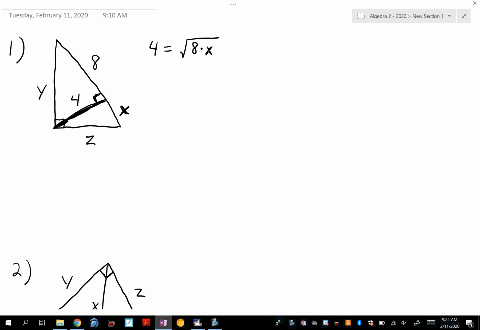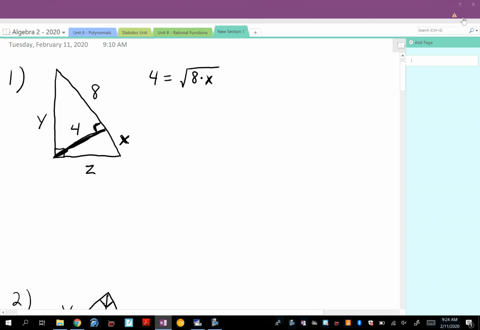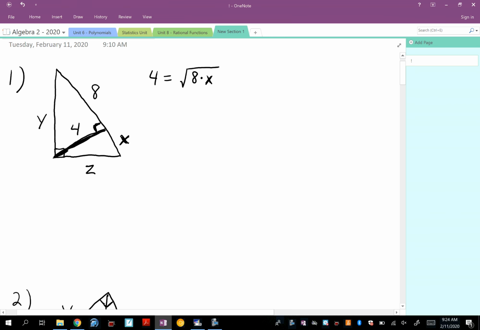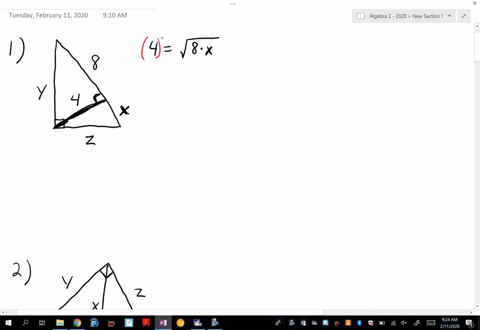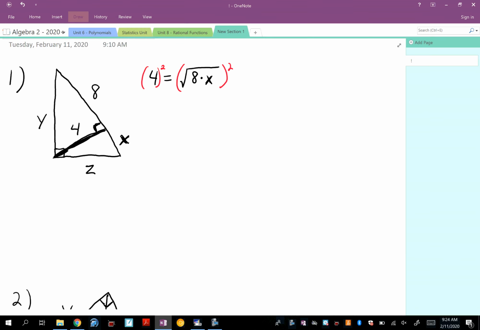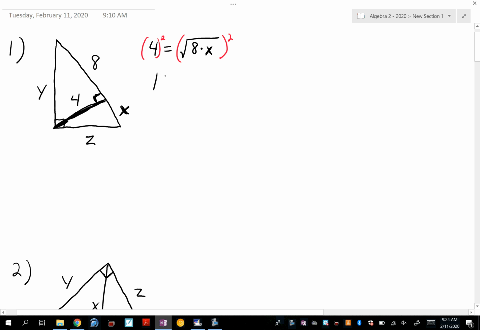All right, so if you solve for x here, we're going to square both sides. So 4 squared and square this. What that's going to do is get rid of that radical to leave me with 16 equals 8 times x. So x is equal to 2. All right, so we've already found x. Now once I know that x is 2, I immediately realize that the hypotenuse of that larger side is going to be 10, right? 8 plus 2 is 10.